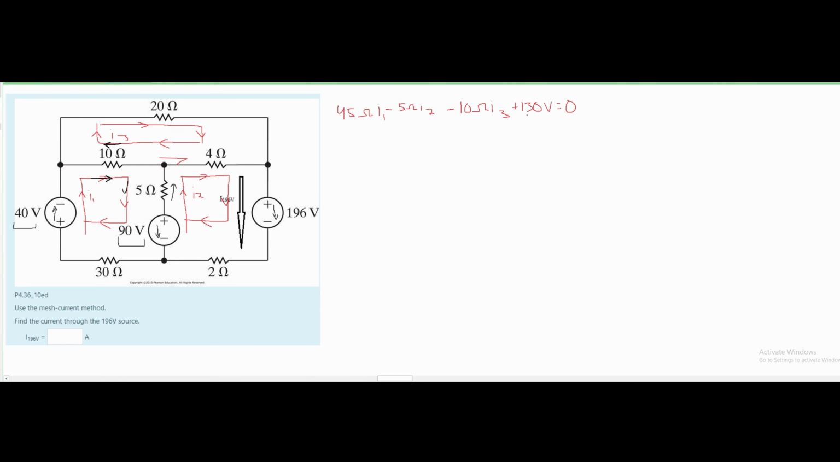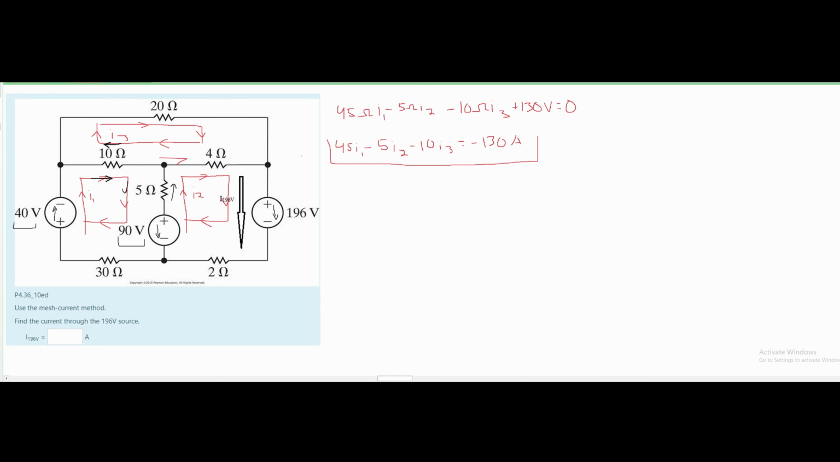Now if I move the 130 over to the right side and then divide everything by ohms, we're going to get this. So this is the first equation for our mesh current method. Now we're going to look at the second equation, which is our I2. So I'm going to keep these in order. We're going to look at the I1 part first, because this 5 ohm resistor we know shares I1 and I2.